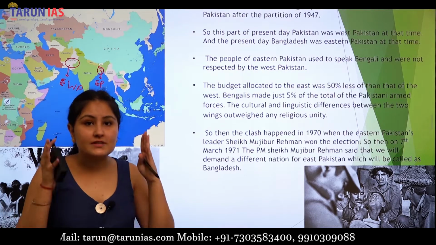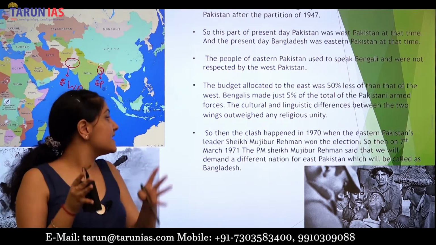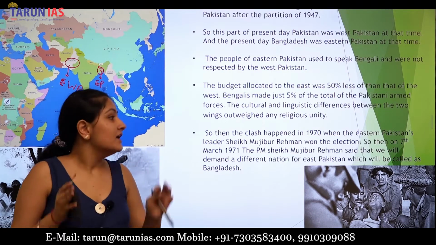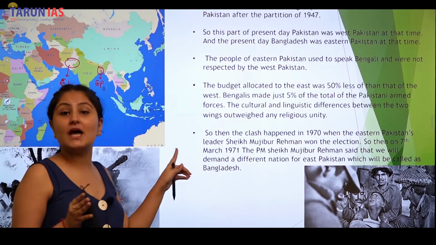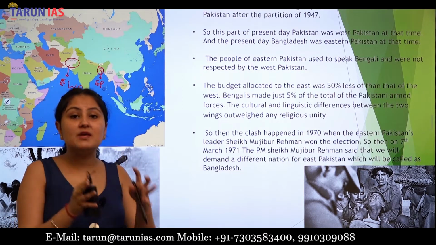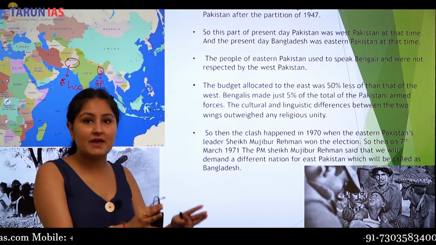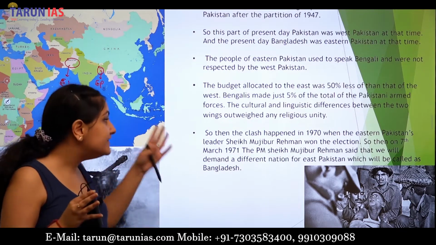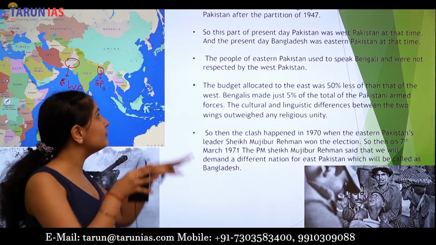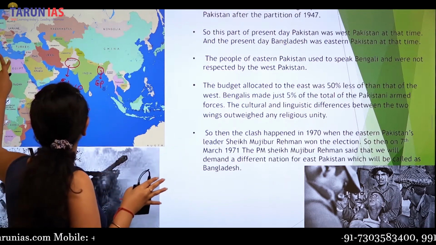Now let's come to the point of clash. In 1970, East Pakistan's leader, Sheikh Mujibur Rahman, won the election. On 7th March 1971, Sheikh Mujibur Rahman said that the people of East Pakistan demand a different space, a different country where our people will be respected. They demanded a different nation for East Pakistan, which would be called Bangladesh. So till now we have covered how and when the two segments led to the formation of this new nation called Bangladesh.